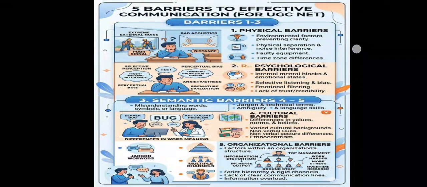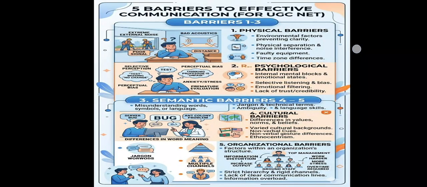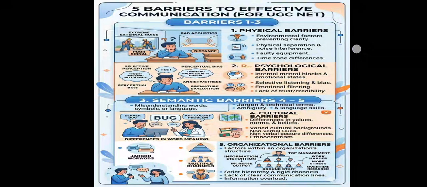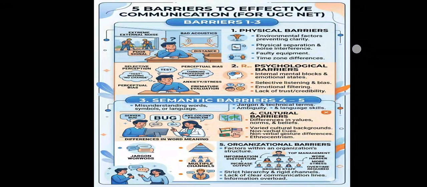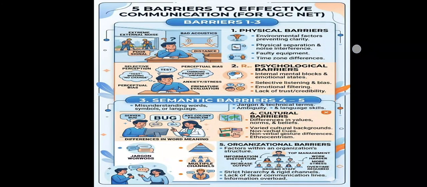Thirdly, we have semantic barriers. Always remember it is linked to language, jargons, and words with multiple interpretations, like the bug example. Fourth, we have cultural barriers. It always shows the differences in global norms, body language, and ethnocentrism. And fifth, we have organizational barriers. Always remember it is linked to structural issues, rigid hierarchies, and information overload inside a system.